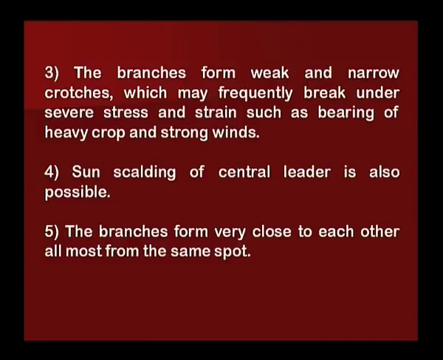The branches form weak and narrow crotches, which may frequently break under severe stress and strain, such as bearing of a heavy crop and strong winds. Sun scalding of the central leader is also possible. The branches form very close to each other, almost from the same spot.